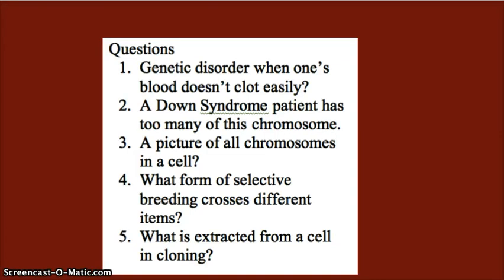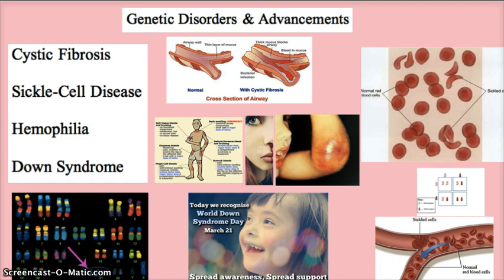Go ahead and write down the questions. Today we're going to talk about genetic disorders and genetic advances. And you can see some of the topics we'll be covering right here on genetic disorders. Some genetic disorders are caused by mutations. Others are caused by changes in structure or the number of chromosomes.